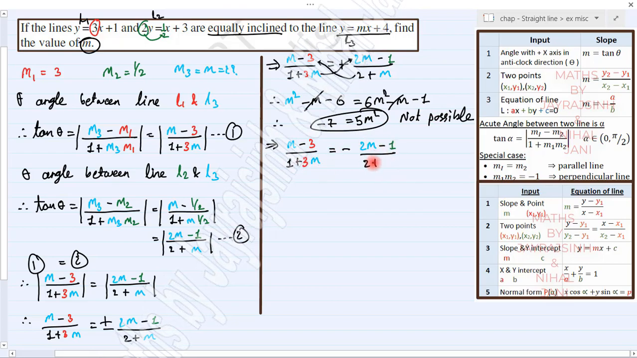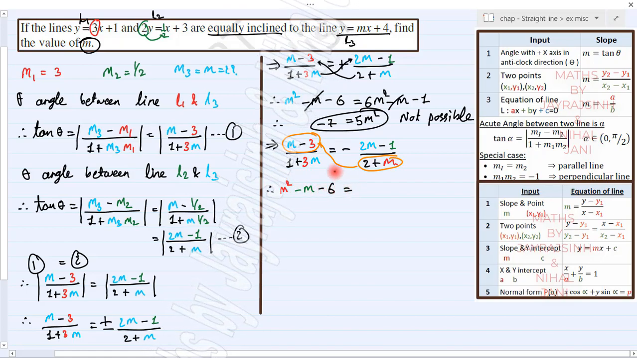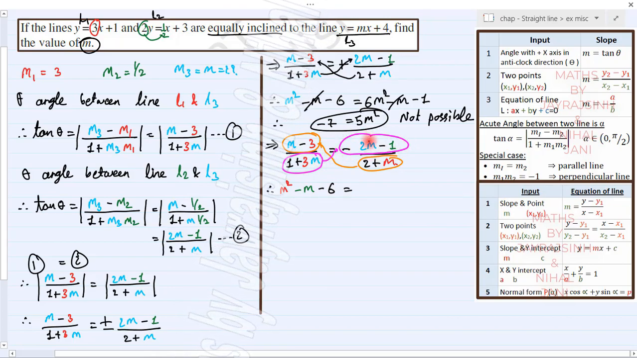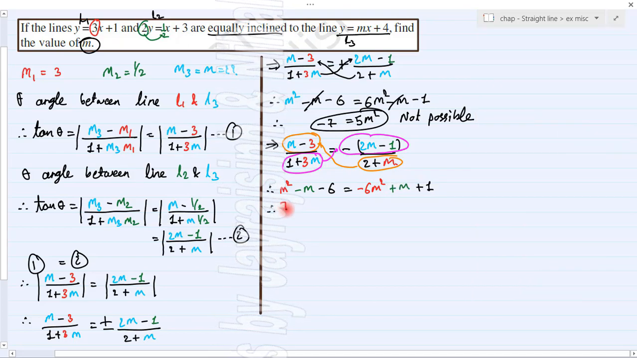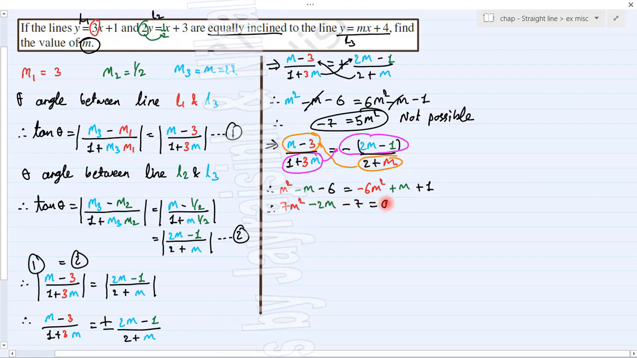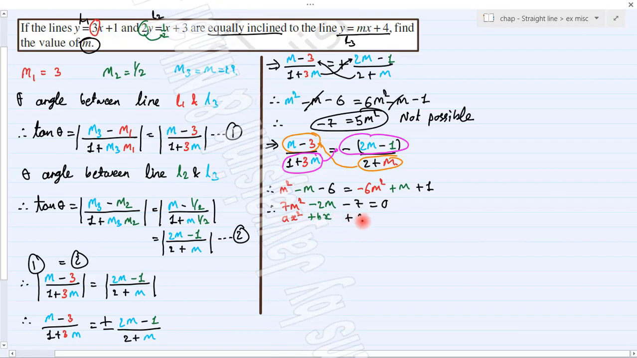Now let's take the second case. 2 plus m multiplied by m minus 3, so we will get m square minus m minus 6. And on the right hand side, 1 plus 3m multiplied by minus of 2m minus 1. So we will get minus 6m square plus m plus 1. So we will get 7m square minus 2m minus 7 is equal to 0. So we get our quadratic equation ax square plus bx plus c equal to 0.